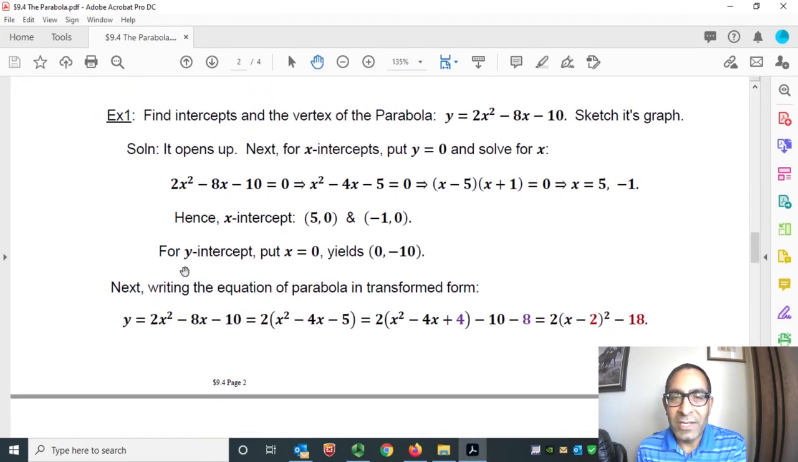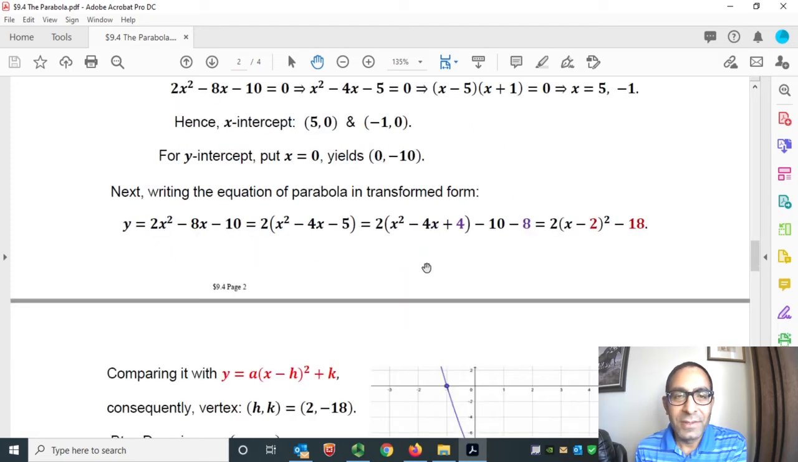Next, for the y-intercept, which means finding the intercept along the y-axis, we put x equals 0 in the given equation. So with x equals 0, the first term disappears, the second term disappears, and we have y equals negative 10. Hence the y-intercept is at (0, negative 10).